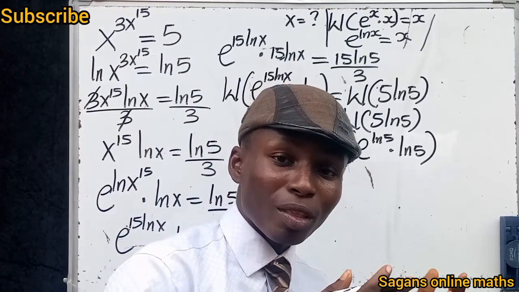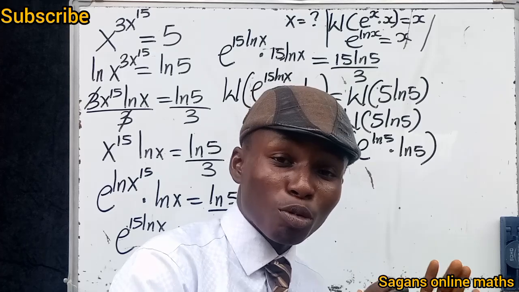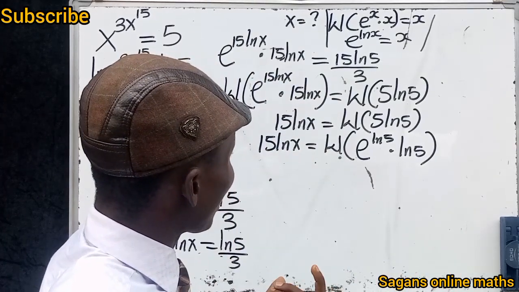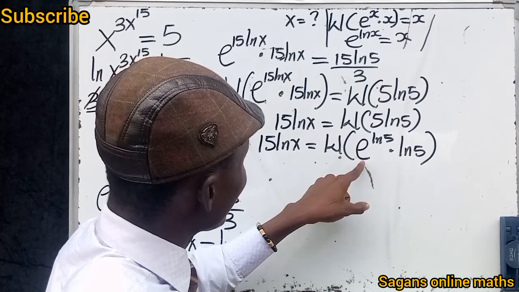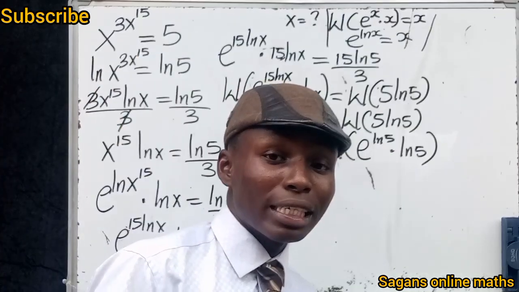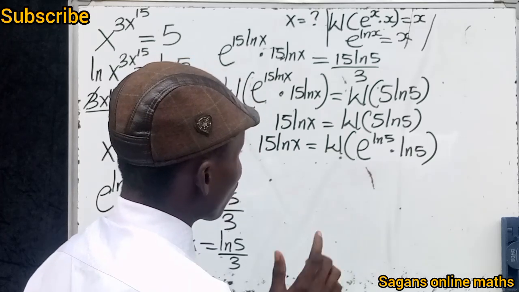Now following the law and the properties of the Lambert W function when solving problems is very simple and interesting. Some people will want to ask: why is it that I write e raised to the power of ln 5? e raised to the power of ln 5 simply means 5 by one of the properties of indices. Now look at what I'm going to do.